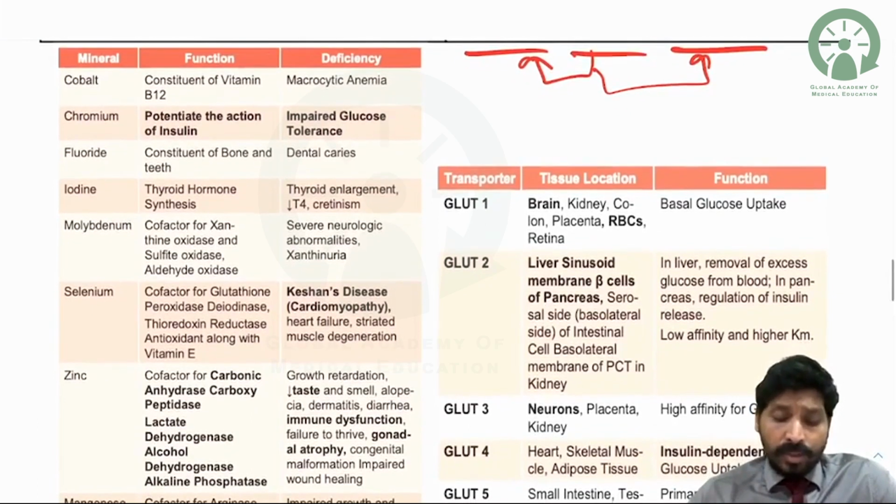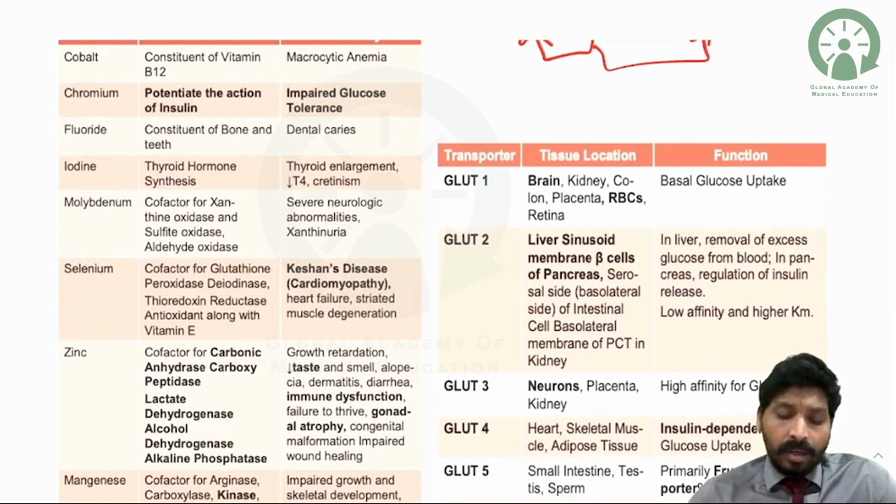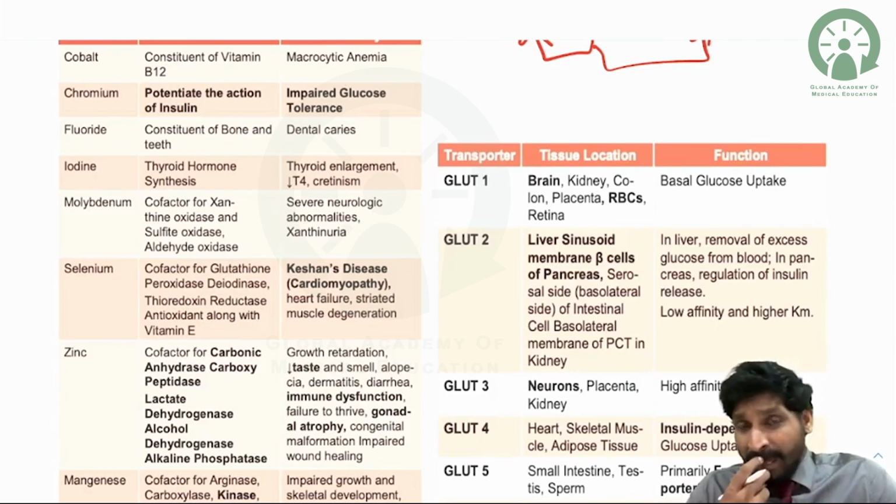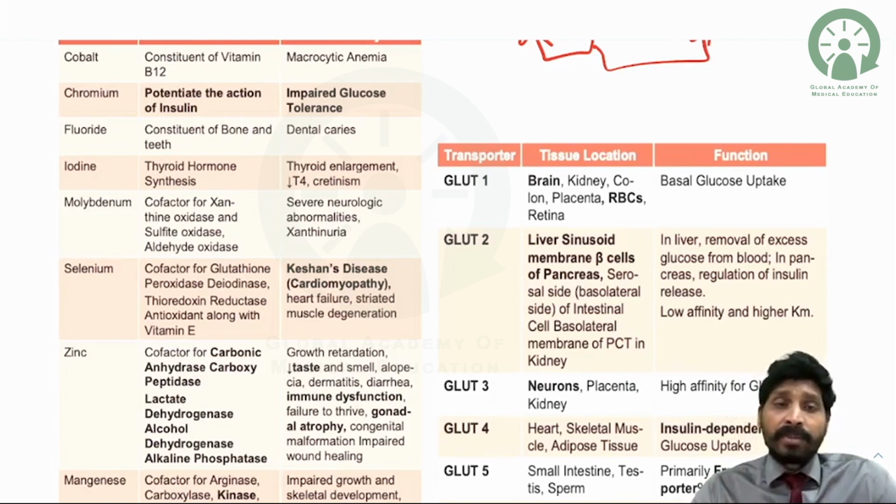Cobalt is a constituent of vitamin B12. Its deficiency leads to macrocytic anemia. Chromium, a potential activator of insulin. It leads to impaired glucose tolerance in its absence. Fluoride, a constituent of bone and teeth, has a major role in dental caries. Iodine, thyroid hormone synthesis. Deficiency causes thyroid enlargement and decrease in T4. Cretinism happens in case of absence of iodine. Iodine plays a major role in making T3 and T4. In absence of iodine, there is no T3 or T4.